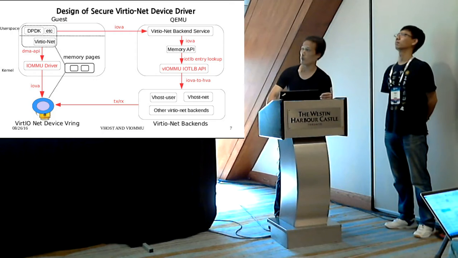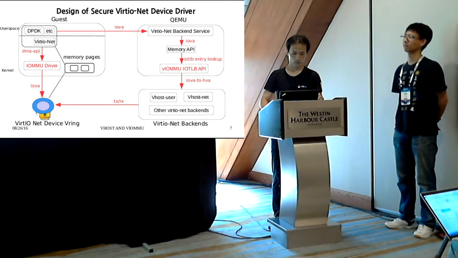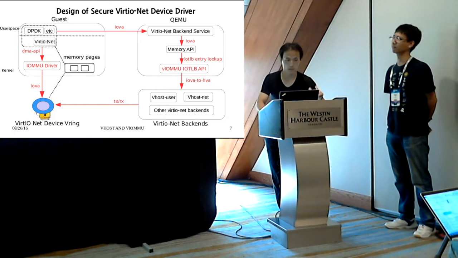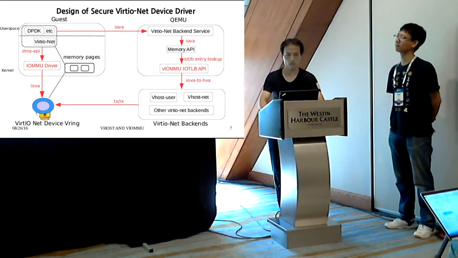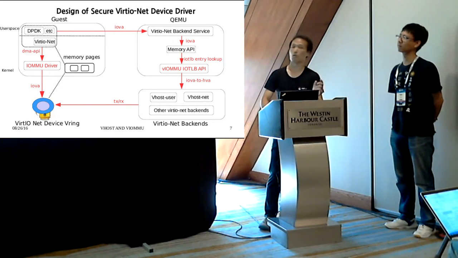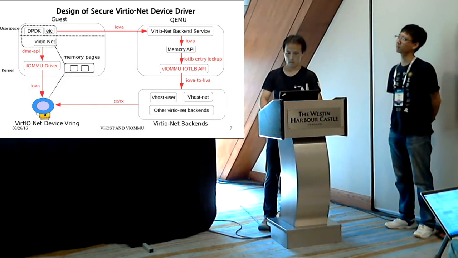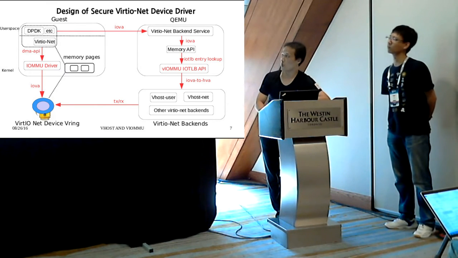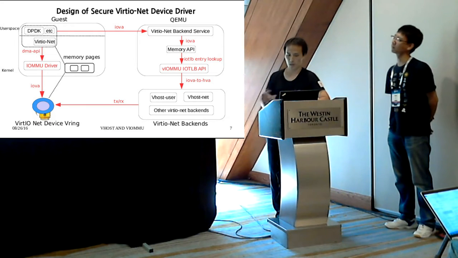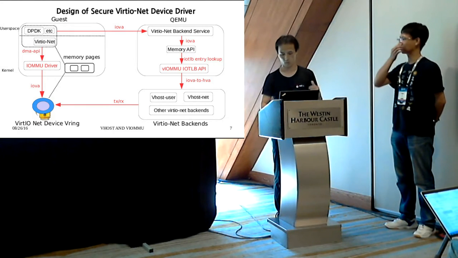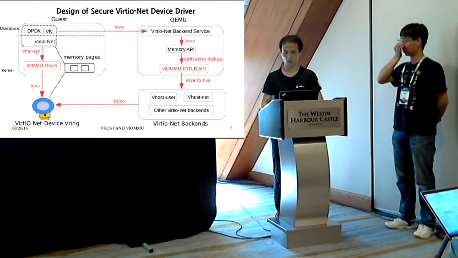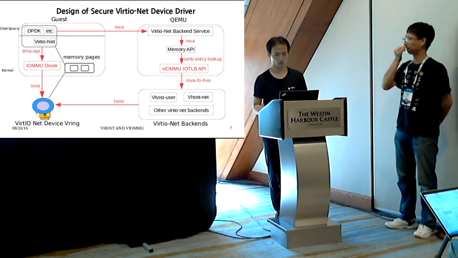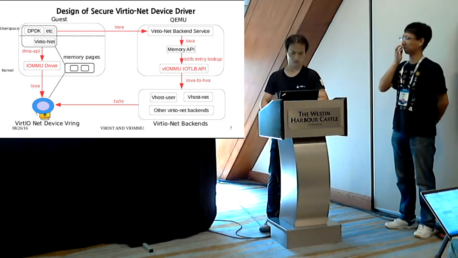Instead of that, we use the IO virtual address, which can be easily achieved by just using the DMA API in Linux kernel. And this address will also be passed to the QEMU. And after that, the difference here is it will use the IOTLB entry lookup to translate it to the new host virtual address. So right now we got the secure virtual transfer.